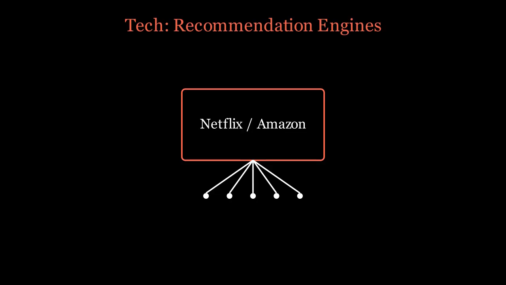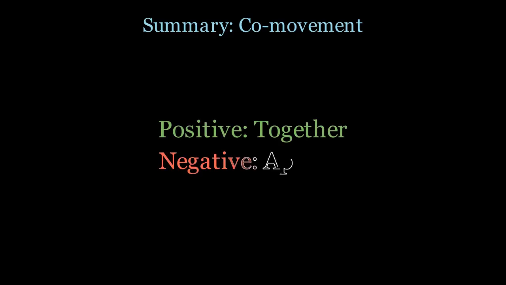Covariance is also the engine behind modern tech. Companies like Netflix or Amazon use it in their recommendation algorithms. By analyzing the covariance between your viewing habits and millions of other users, the system can predict what you'll enjoy next. If you and another user have a high positive covariance in the movies you like, the system recommends their favorites to you.